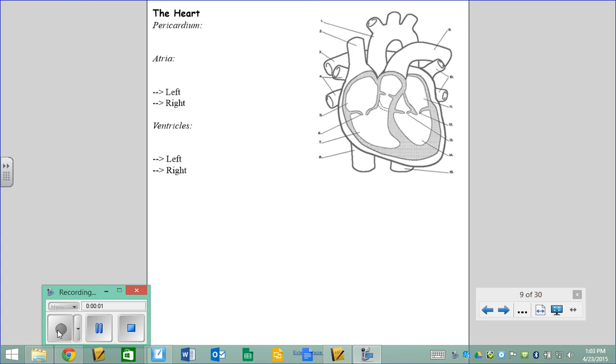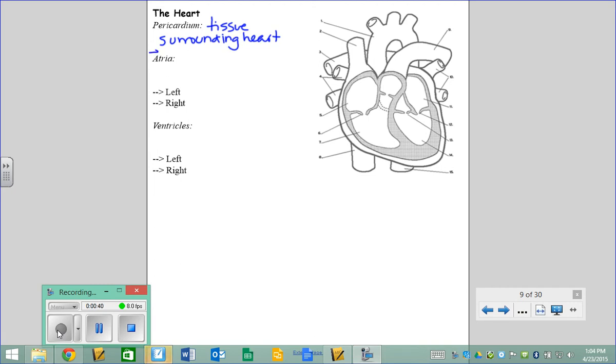Today, the very first structure is the only one that's really not numbered on this diagram. Often hearts are not drawn with this particular bit of tissue on them, because if we were to draw it, you wouldn't be able to see what was inside the heart. So the pericardium is the tissue surrounding the heart. Much like you had pleural membranes surrounding your lungs, you have something called pericardium surrounding your heart. It's not actually numbered on the diagram, but it would be tissue covering the surface of the heart.